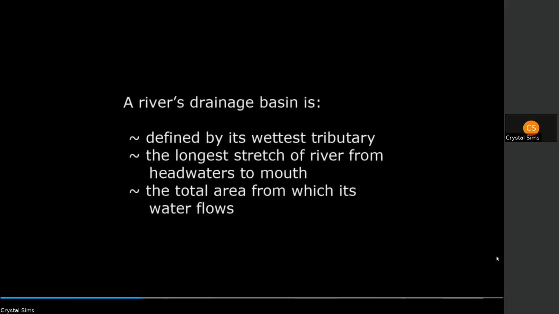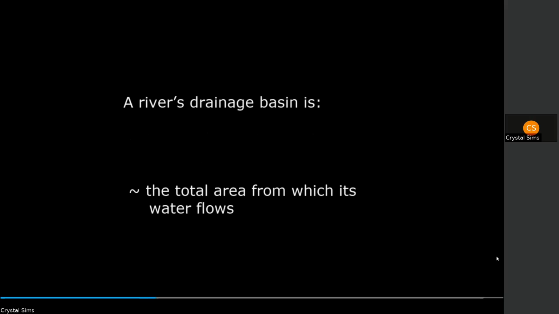A river's drainage basin is the total area from which a river's water flows.